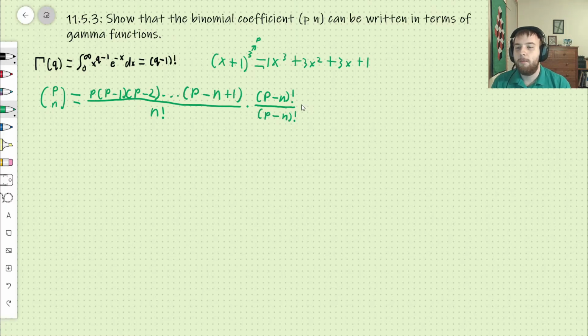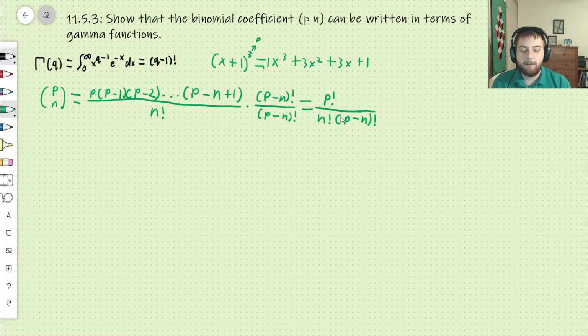What this does is complete the sequence for the top. We were going from p all the way to p minus n plus 1, but now we're multiplying it by p minus n, all the way down to 1. So that's just going to be p factorial, and then we have n factorial times p minus n factorial. This is actually a form that you'll often see it written in. When I originally learned the binomial coefficient formula, this is the way I learned it.